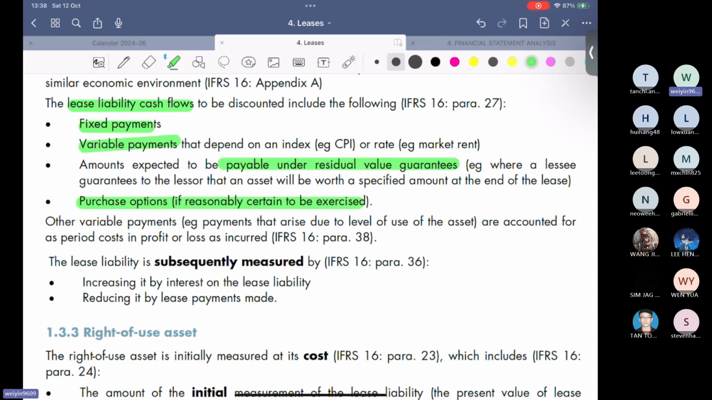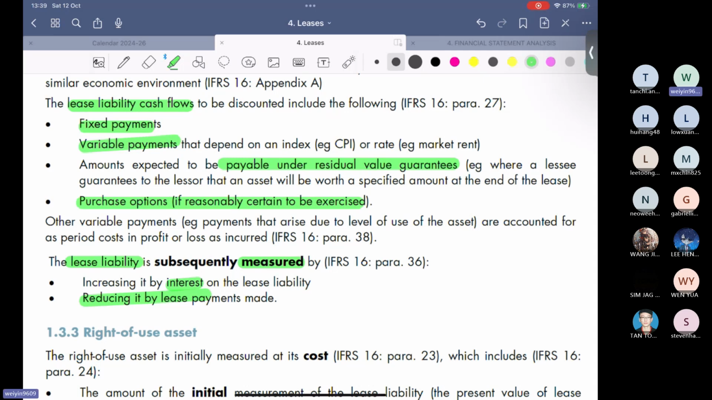So with that, the lease liability is recognized and subsequently measured by increasing it by the interest and reducing it by the payment. So I will give you the formula later on.